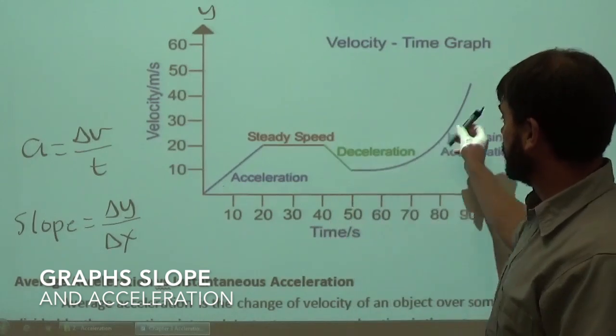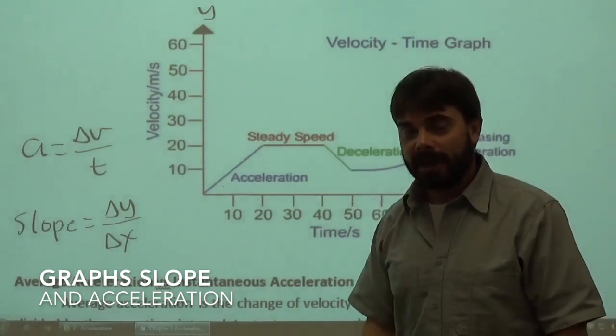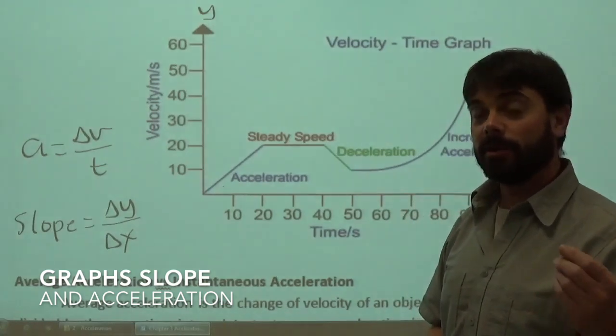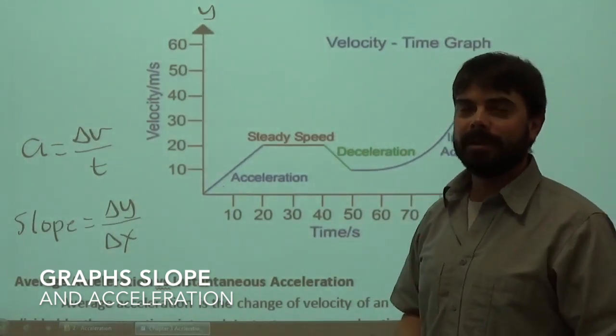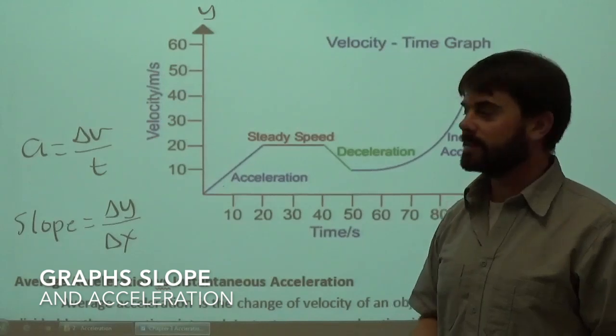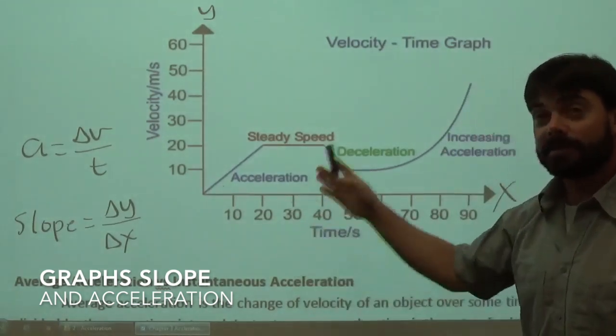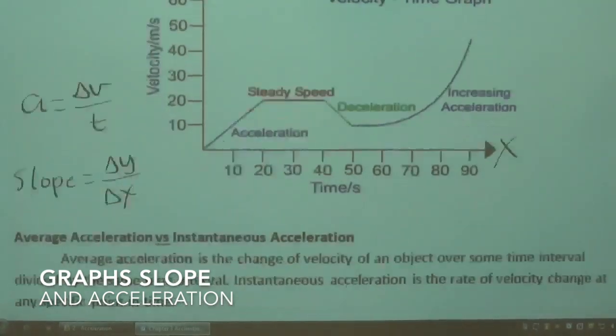Then when you show a curved line on a velocity versus time graph, that represents a change in acceleration, which is also known as jerk. And we won't really talk about that too much because it gets a little complicated to calculate areas under curves and so forth. So there's some of the graphs and how they work.